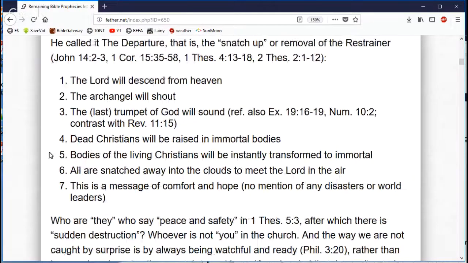But it says we have the sequence of seven things again. The Lord descends from heaven. The archangel will shout. The last trumpet of God will sound. Trumpet of God, not trumpet of the seven angels.